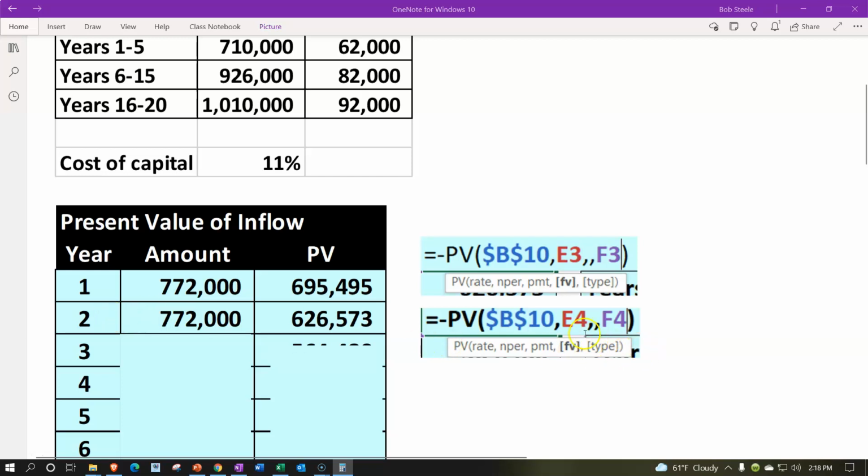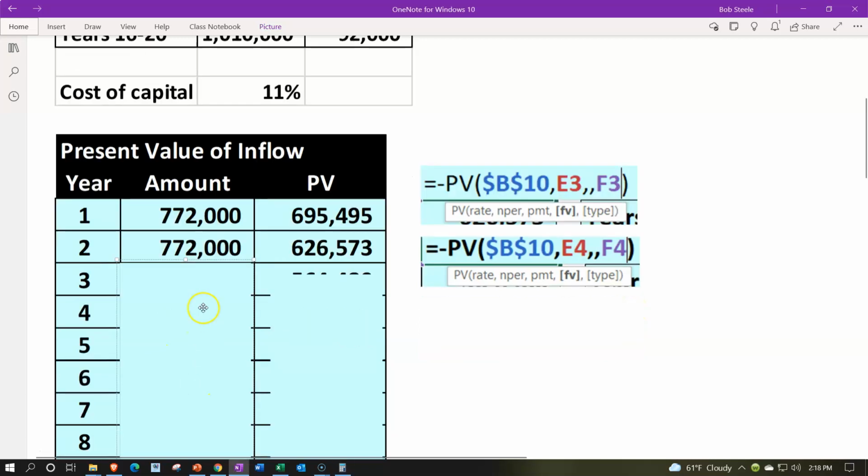We did not hard code or type in the 2, but rather used the cell reference, which copied down automatically from E3 to E4 because it's not an absolute reference, comma, payment, no payment because this is not an annuity, and therefore 2 commas, future value, then the 772,000, which then moved down from cell F3 to F4. So if we follow this on down, we'll do a couple of these.